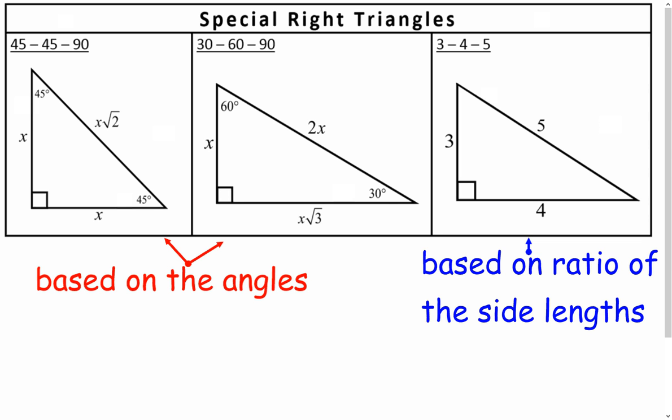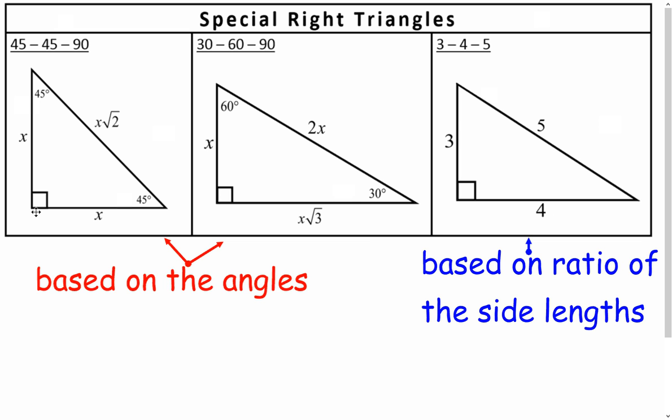This video is on special right triangles, and it's going to help you save a little bit of time when you're trying to find the side length of triangles. You can always use the Pythagorean Theorem to find the side length of triangles, but there are three special cases we're going to look at today. The first one is a 45, 45, 90 triangle.